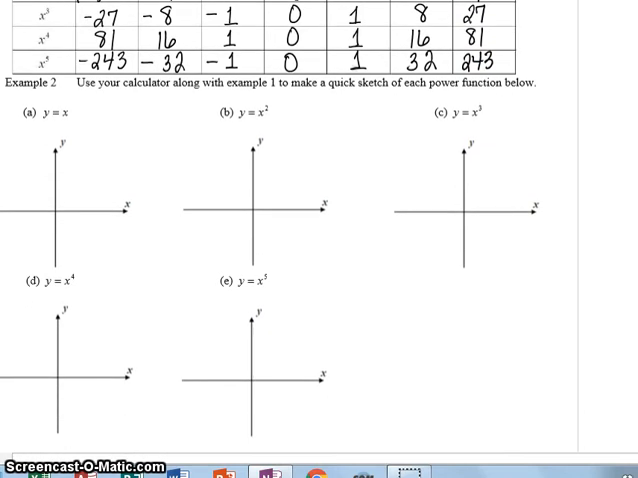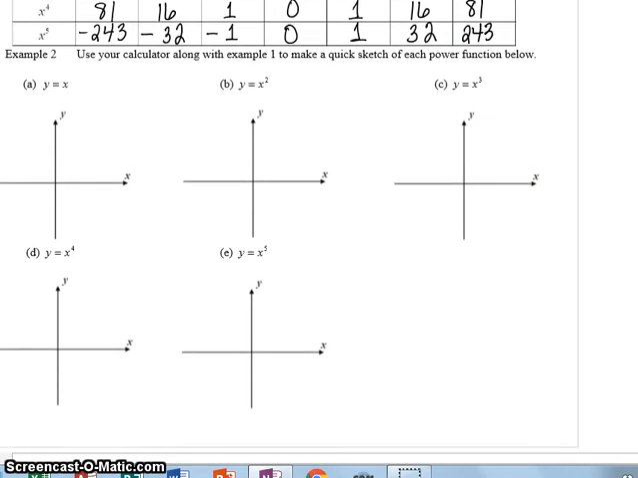Okay, picking up the pace a little bit. Example 2, use your calculator along with this example 1 to make a quick sketch of each power function below. All right, y equals x, you should know that. That's the diagonal line going through quadrants 1 and 3. Okay, x squared, you should know that. That's our quadratic function. It forms a parabola. And always just train your brain to label those.